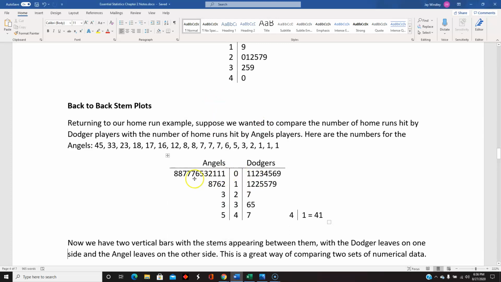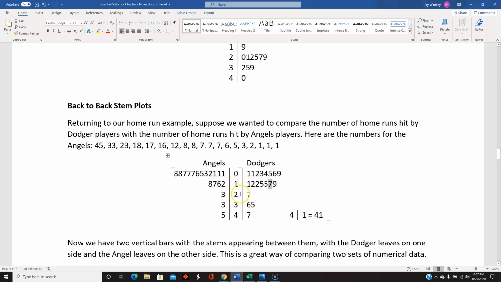But now on the left side, I have leaves for the Angels. So I'm still using the same stems, but now I have leaves going in either direction, one side for the Dodgers, one side for the Angels. So this 7 right here represents a player for the Angels that had 17 home runs. The stem is 1, the leaf is 7. This 7 over here represents a player for the Dodgers that had 17 home runs. The stem is 1, the leaf is 7.